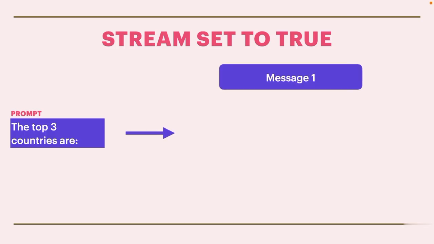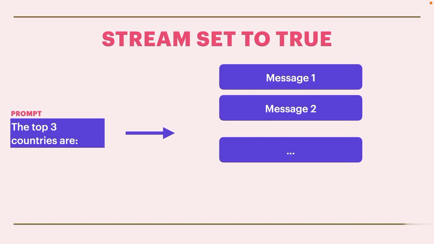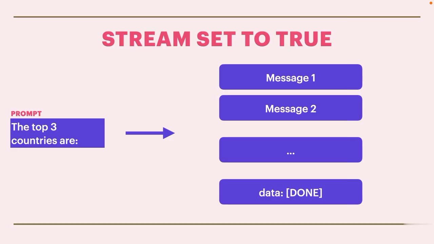So how does it work exactly? When you run a prompt with the stream parameter set to true, the initial response contains the model's first message or partial response. Then subsequent messages or responses are received as separate chunks, allowing you to display them in real time as they become available. The stream continues until it is terminated by the last message, which is data done.